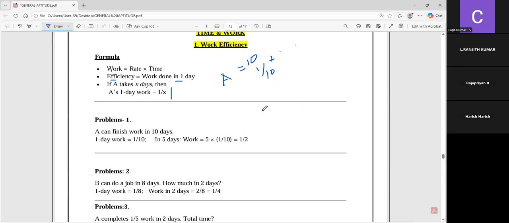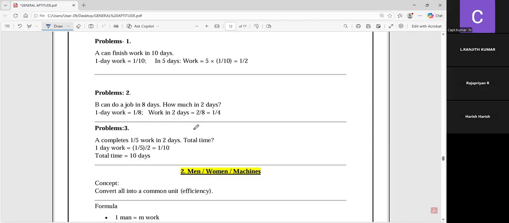And B can do the job in 8 days. So we are going to complete the work in 8 days. And I want to know, in the second day, how much is completed. What is the one day's work? 1 by 8. In 2 days, 1 by 8 plus 1 by 8, 1/4 of the work.